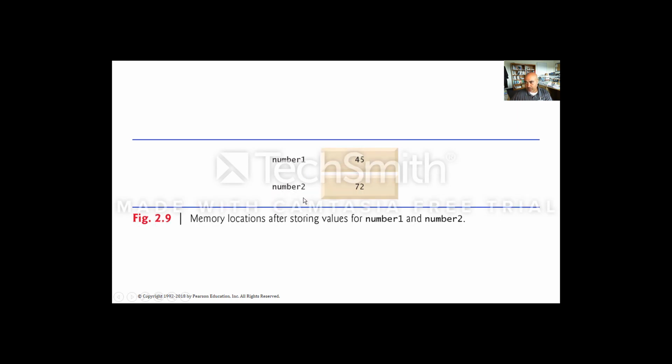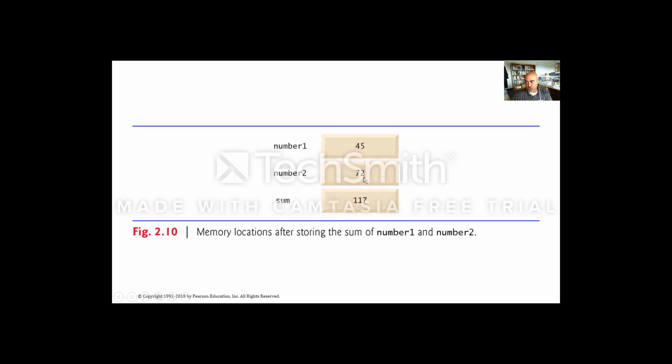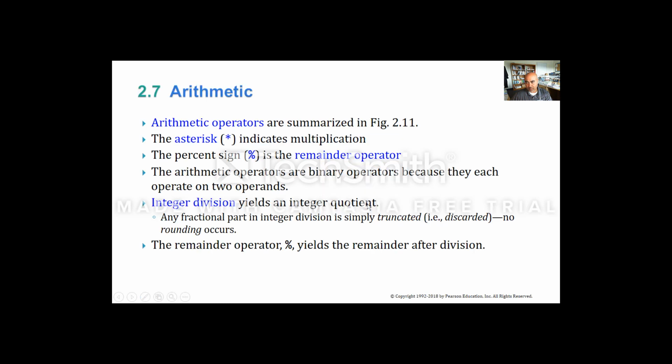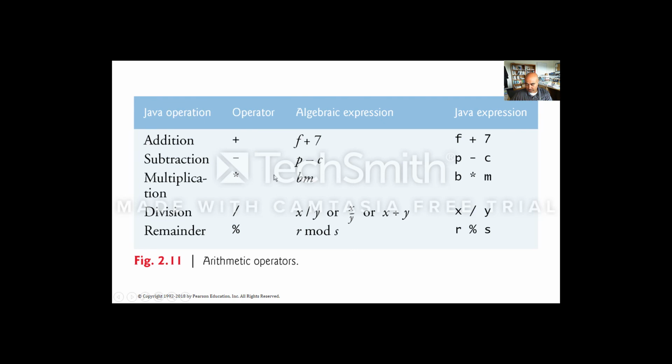So same thing over here. Number2 allows you to store 72, and when you do a sum, you're going to store the value in this sum variable or sum memory value. So these are my arithmetic operators. Here is the list.